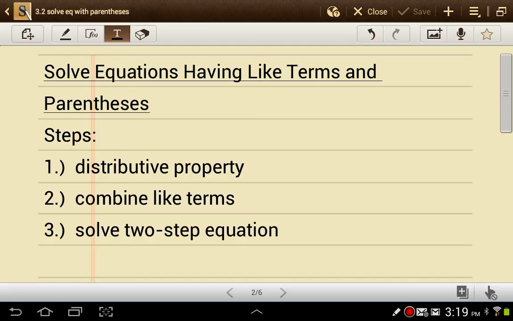Now, not all problems are going to have the distributive property. Not all problems are going to have combining like terms. So sometimes you only have to do one of those two parts, and you'll need to do the ones that apply. Okay? So let's go over some examples. If you need to keep writing those down, then go ahead and pause it. Otherwise, I'm going to move on to the next screen.